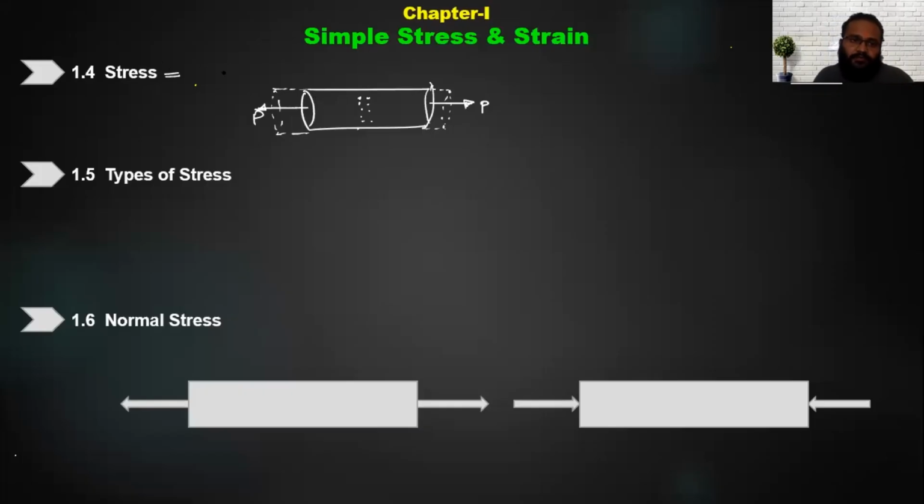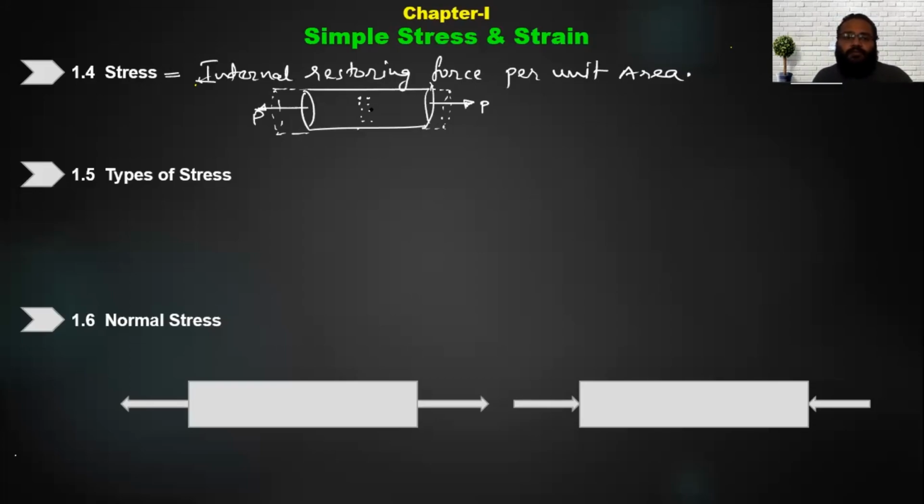So basically, we define stress as the internal restoring force per unit area. Okay, now what do you mean by per unit area? Because now you can see the force was applied only on this particular cross section area, right? It was not applied on the entire surface.